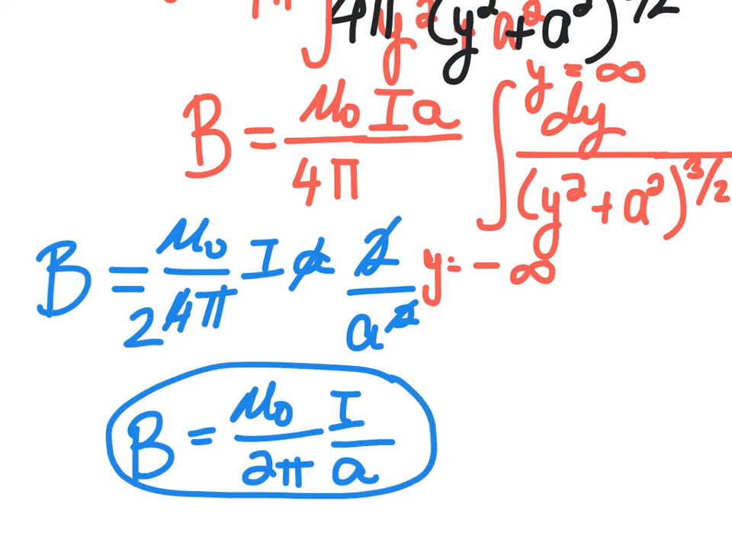Now mu naught over 2 pi, of course, is a constant. I is your current, and A is the distance from the wire to that particular point. Now the magic that happened in the integration, in integrating something with infinite limits, you have probably talked about that in your calculus class, and if you haven't, don't panic about that. You'd be able to show this purely with skipping that portion, and that's 100% fine.